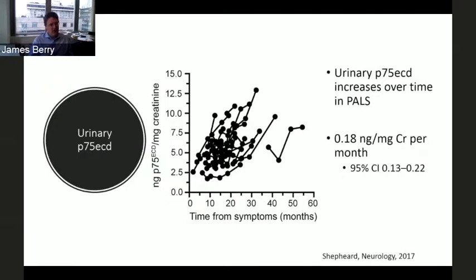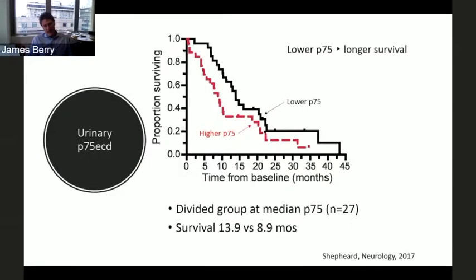This needs to be replicated, and that's what I mean about it being earlier. But if we see something that's going up over time, it could be a very good biological readout to see whether we're saving motor neurons or slowing the rate of loss of motor neurons. The other thing is that it is probably also a prognostic biomarker, so lower P75 correlates with a longer survival, higher P75 in the urine, and this is extracellular domain, correlates with a shorter survival. And there may be a way to use that as well.